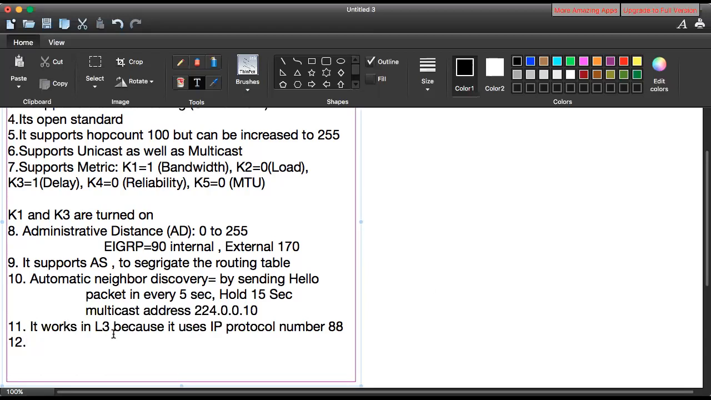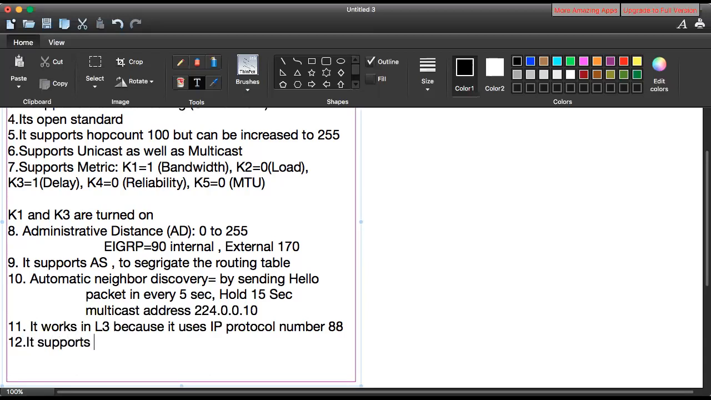Apart from those points, what else? We're not going to discuss everything theoretically today itself. As this is the introduction class, I think that's pretty much enough. Maybe a couple more points, and then we'll move to the lab tomorrow. And load balancing also, equal cost and unequal cost. It does support both.